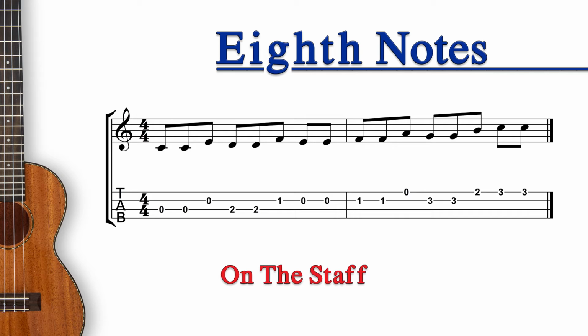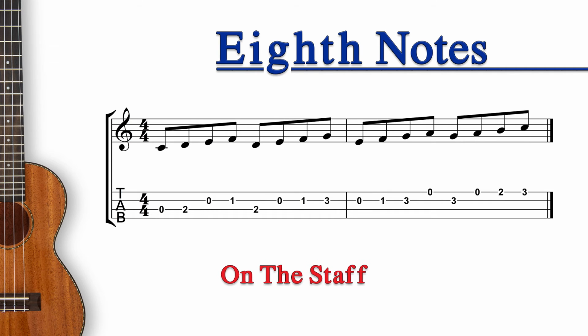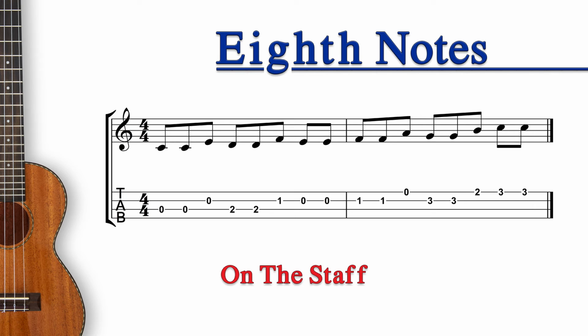Let's listen to how each of these examples, beamed in 2s, 4s, or asymmetrically, would sound on the ukulele. 1 and 2 and 3 and 4 and 1 and 2 and 3 and 4 and. Now grouped in 4s. 1 and 2 and 3 and 4 and 1 and 2 and 3 and 4 and. And now asymmetrically, 3-3-2. 1 and 2 and 3 and 4 and 1 and 2 and 3 and 4 and.